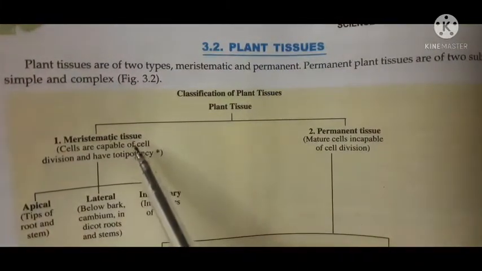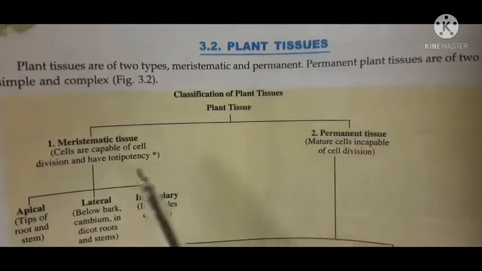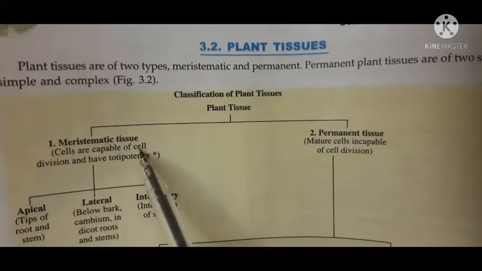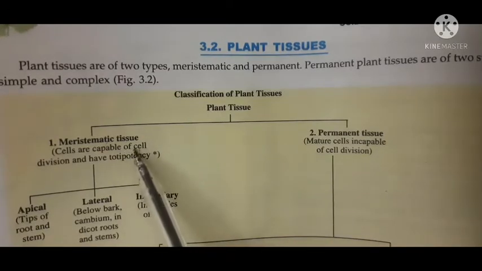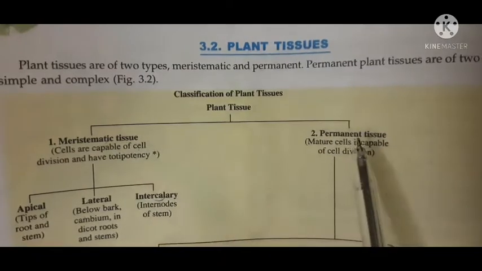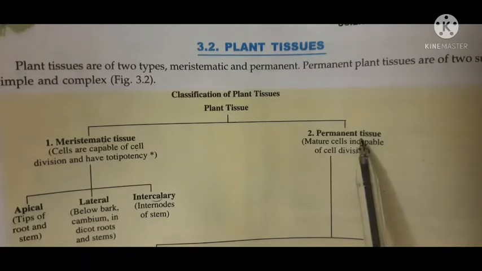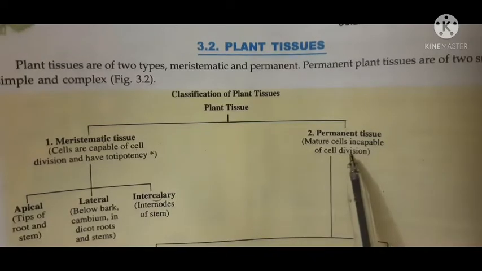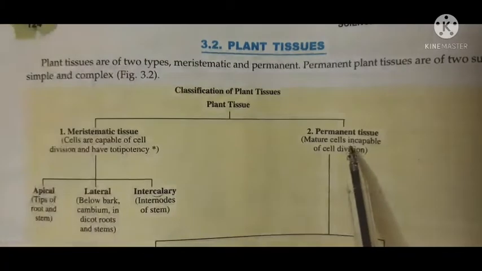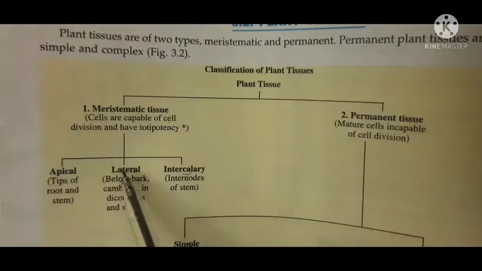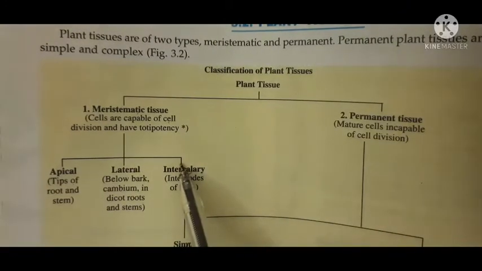Plant tissues are of two types: meristematic tissues and permanent tissue. Now in the meristematic tissues, the cells are in an active state of division. So cells divide, and division of cells increases the number of cells, which results in the growth of the plant. And permanent tissue, they are dead tissue. The cells are dead, and they are incapable of cell division. So here the growth of the plant does not take place, but they provide strength and support to the plant.